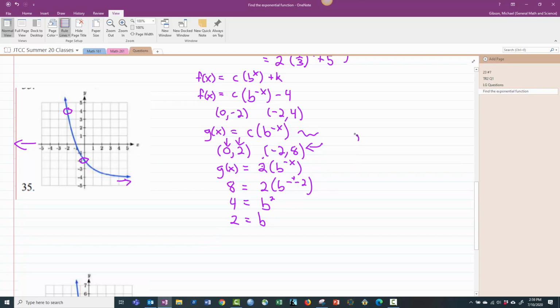So my function: my c was 2, b is also 2 this time, it's a -x, and the vertical shift was -4. All right, so there's this one.